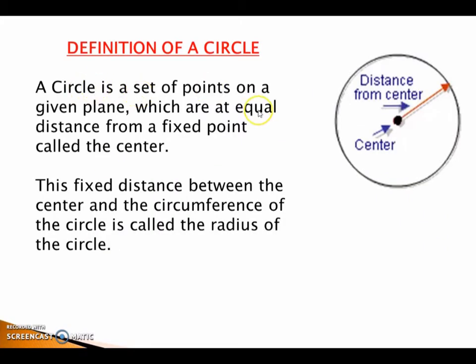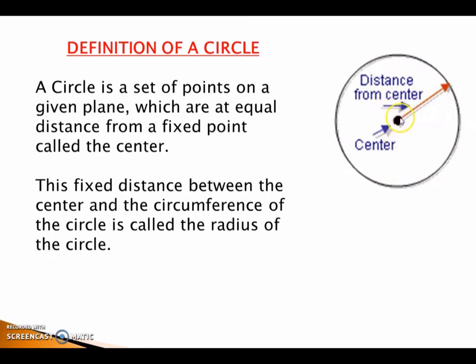We'll see the proper definition of circle now. How do we define a circle? A circle is a set of points on a given plane which are at equal distance from a fixed point called the center. So that means you've got a fixed point which is called the center, and all points which are at equal distance from the center, the set of all these points will be called a circle. They will be forming a circle.